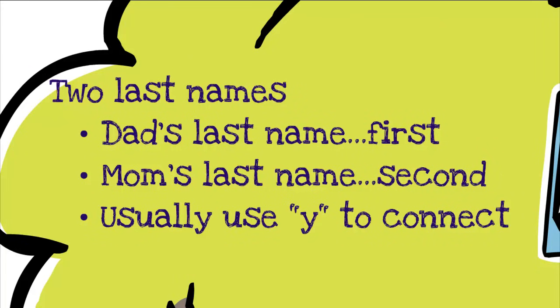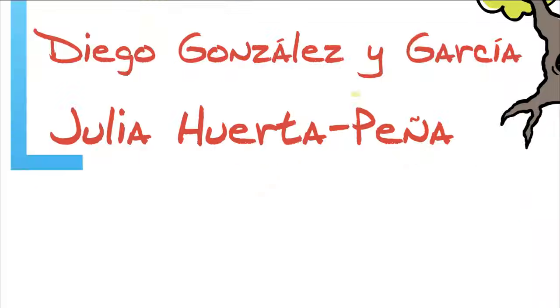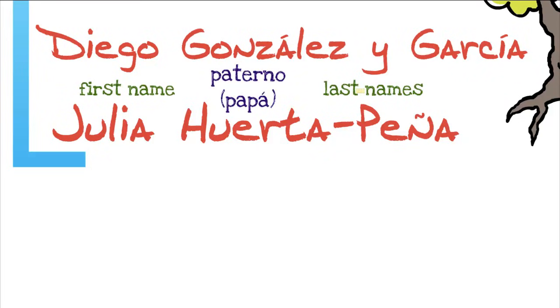What we're going to look at is probably the most common and the most traditional. If you were to go to a phone book, though, and you needed to find a name, you'd want to look it up from the paternal name or the dad's name. Okay, first things first. First name, Diego. First name, Julia. Two last names. Diego uses an and, E, in his name, where Julia has decided that she uses a hyphen. The dad's name, or the paterno, the apellido paterno, which comes from the papa, is the first one, Gonzalez y Huerta. And the apellido materno, which comes from the mama, is Garcia and Peña.